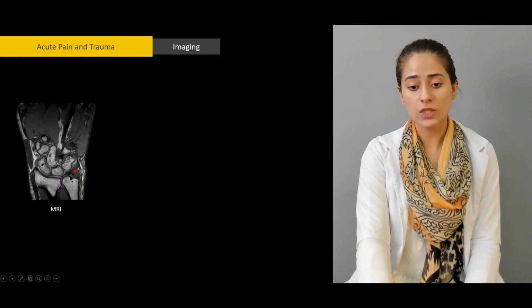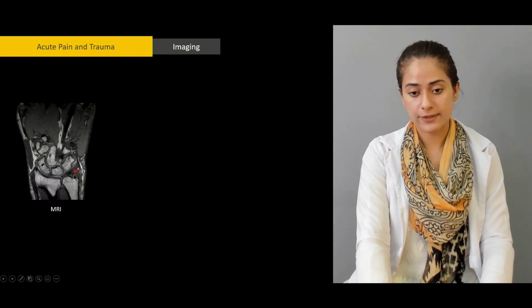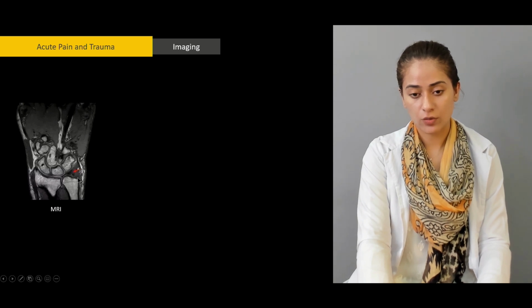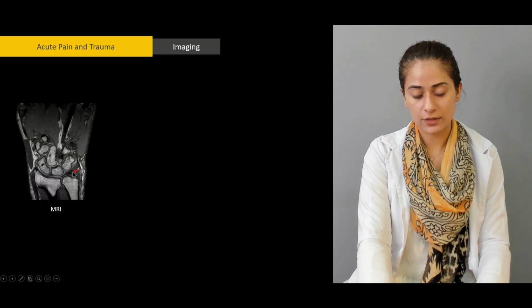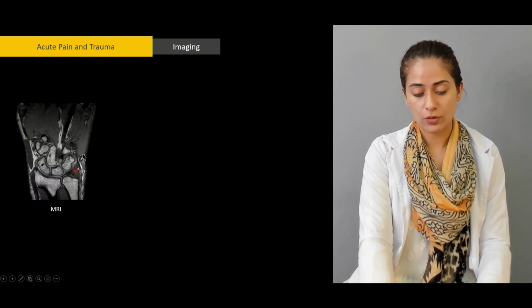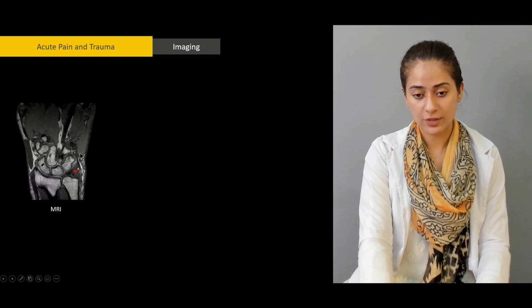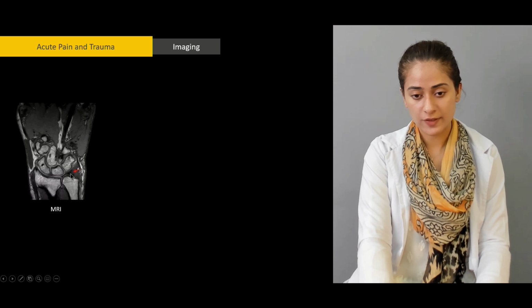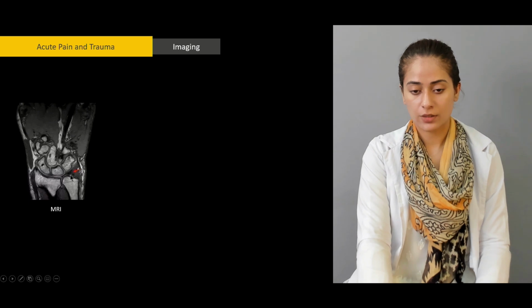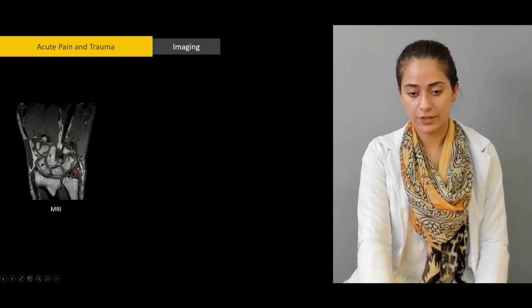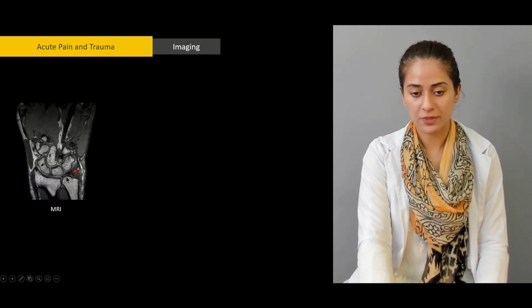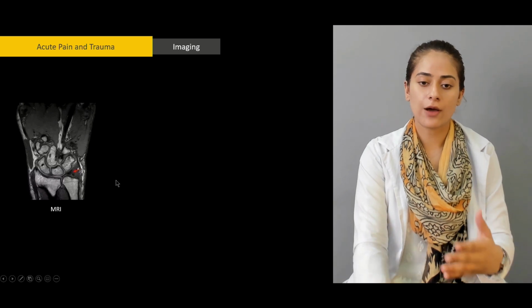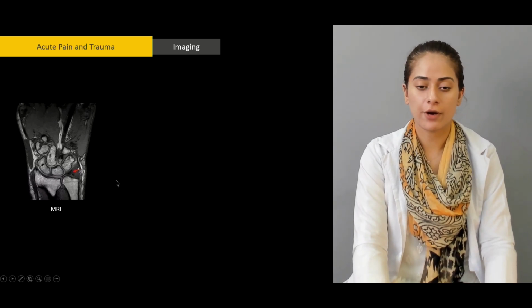So this is the rupture site here. And obviously this is where the ulnar collateral ligament is present. So this is the rupture site here. The blood is also visible here, some clot formation. So this is how it presents on an MRI.